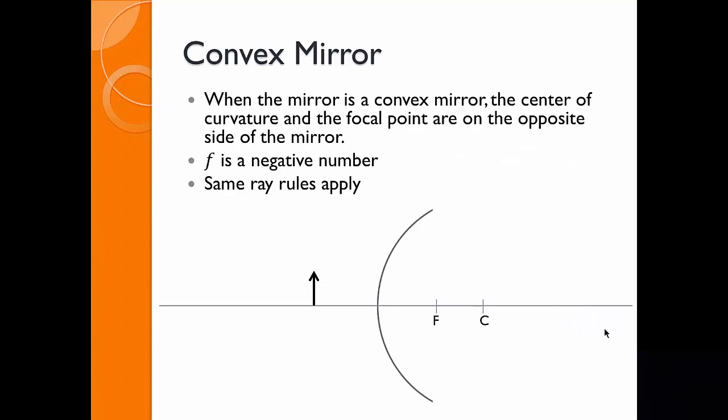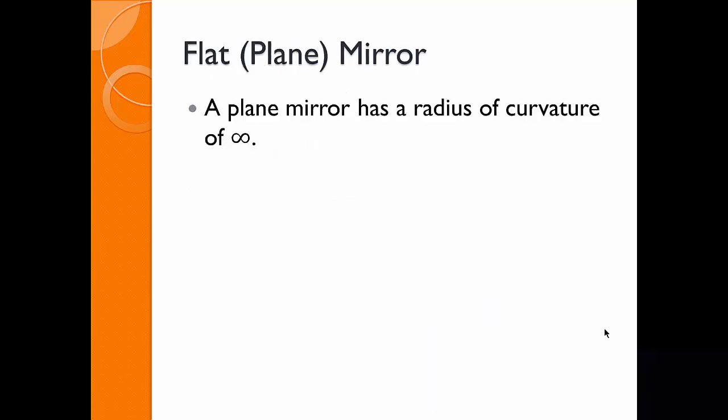In the case of a convex mirror, the same rules apply. But pay attention because my focal point and my center of curvature are on the opposite side. But it's still going to be the same. I start parallel through the focal point, and then the second one through the focal point and parallel. In some cases, I need to extend those reflected rays onto the other side of the mirror because they don't intersect on the left side or on the real side. And you'll get some of that practice for homework.